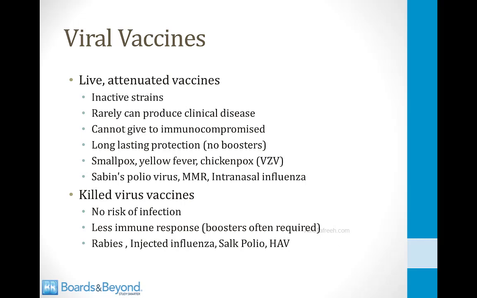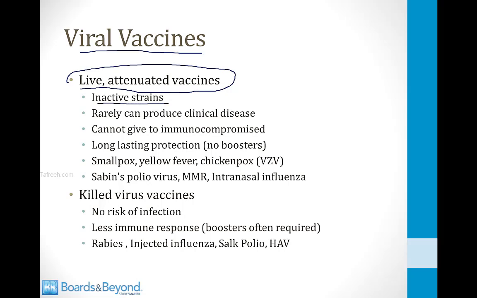I'll finish this module by discussing viral vaccines. So there are a couple different types of vaccines we use to vaccinate people against infections caused by viruses. The first type are the so-called live attenuated vaccines. These vaccines contain a weakened strain of the virus. Rarely they can actually produce clinical disease, and so you don't want to give a live attenuated virus vaccine to someone who's immunocompromised and doesn't have a strong immune system. The good thing about the live attenuated vaccines is that they provide long-lasting protection. They often require no boosters. Sometimes they do, but often they don't.